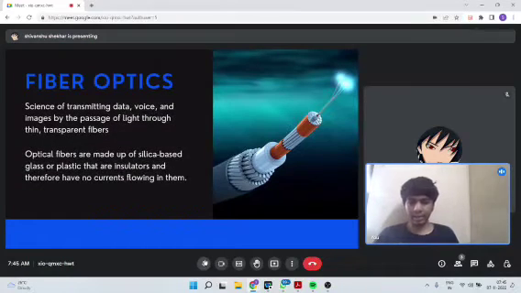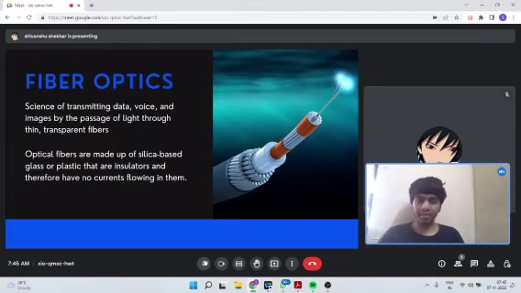So coming to the applications of total internal reflection. Fiber optics is one of the most trending and most happening topics right now, wherein there have been numerous applications, be it for transmission of high speed data or even setting up networks such as 5G, which is being laid underground right now. Fiber optics is essentially the science of transmitting data, voice, and images by the passage of light through thin transparent fibers. Optical fibers are usually made of silica based glass or plastic that are insulators and therefore have no currents flowing in them.